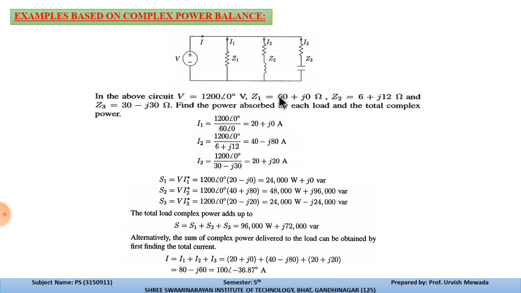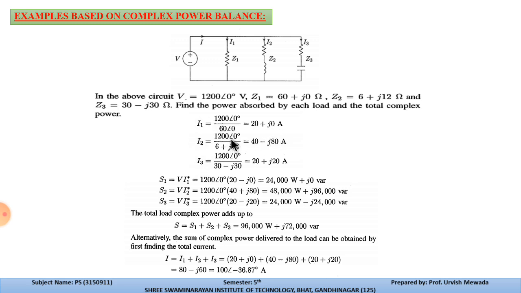Now we will first calculate the currents through each branch. First of all we will start with I1. As we know, I is equal to V by Z. V is already given as 1200 angle 0, and Z for this particular branch is 60 plus j0. If you convert this into R angle theta, that will be 60 at angle 0. And if you solve this, converting R angle theta into complex form, it will be 20 plus j0. Similarly you can calculate I2 and I3.